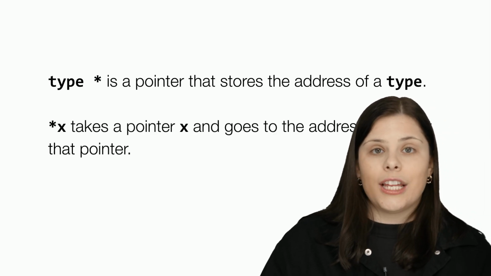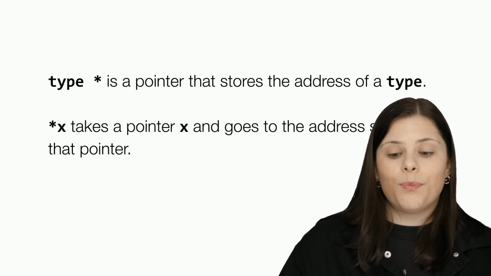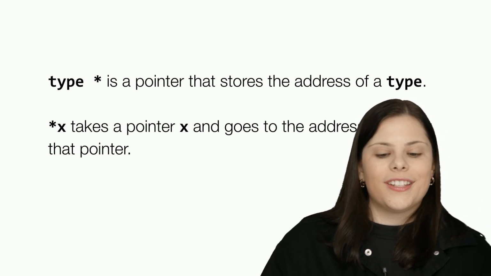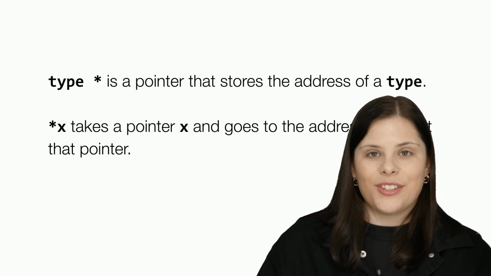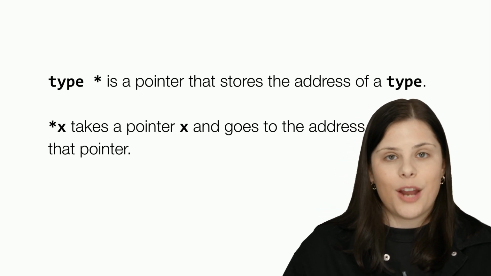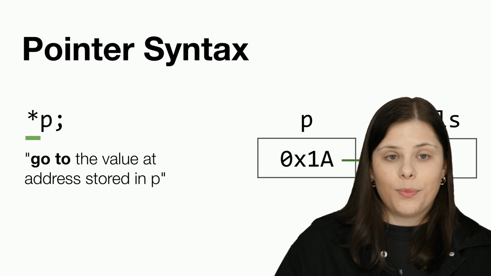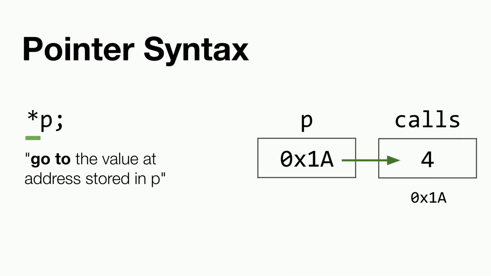Star x takes a pointer x and goes to the address stored in that pointer, right? So, for example, here we had p that was storing the address of calls. And then knowing this address, it can find where the calls variable is located very easily, right? It knows exactly what cell to go to, and then it can access the value located there.